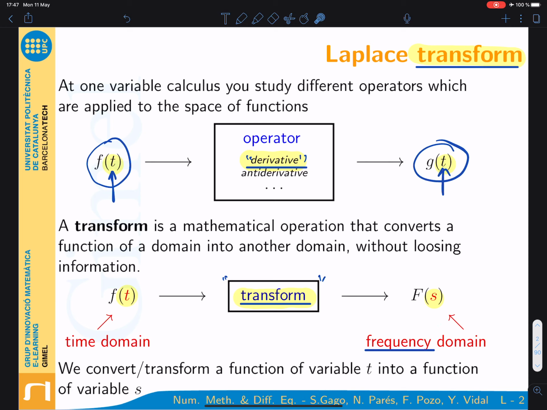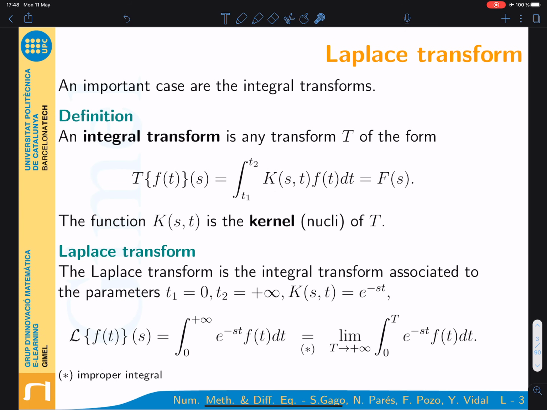So the transforms change the variable of the function. That's very different from the operators that we already know, like for example, computing the derivative of a function. Yeah, with the derivative, you get here as an input f, you will get here f prime of t, a different function, but the variable will be the same. So now here we are working with a quite different thing that is called a transform. And in this course, what we are interested in is the Laplace transform, okay? That's the important one. So I will go straight to the definition of the Laplace transform, okay?